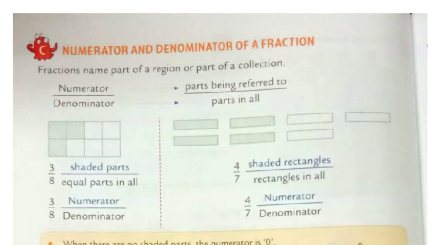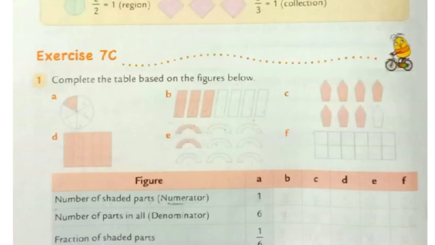4/7. Now 4 is the shaded rectangles and 7 is rectangles in all. Got it? So 4 is our numerator and 7 is our denominator. Now, let's understand this by doing some exercises. So here is our exercise 7C. Complete the table based on the figures below.